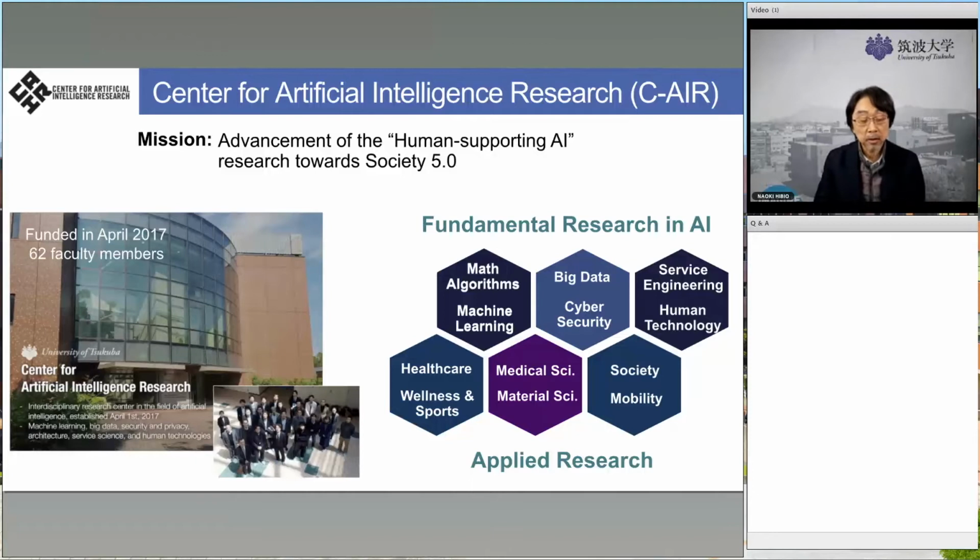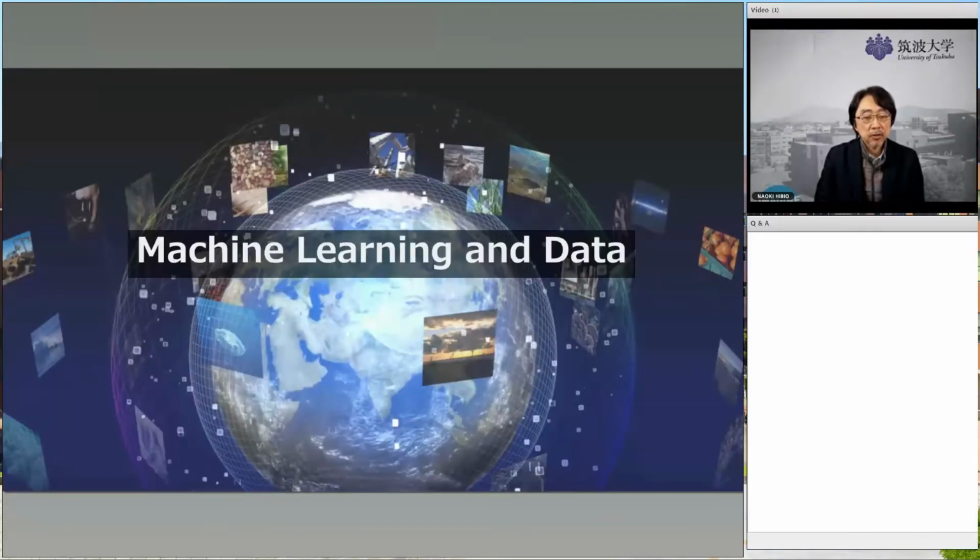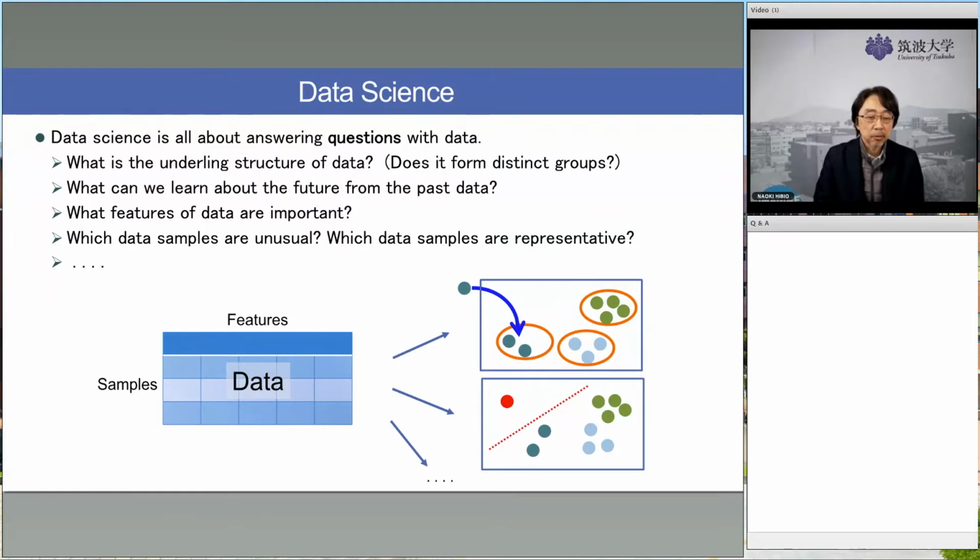This center was founded in 2017, about 3 years ago. And now we have 62 faculty members. And this center consists of two divisions. One is fundamental research about AI, such as mathematical algorithms, machine learning, big data, cybersecurity, and so on. And another division is applied research, such as healthcare, wellness, sports, medical science, and so on. And in our center, researchers from both these two divisions make some joint projects.